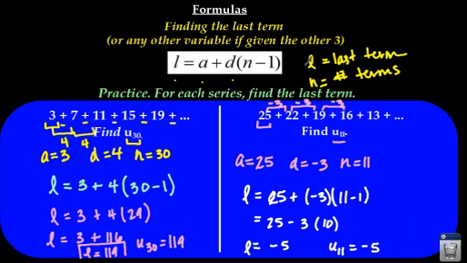If for some reason you needed to find the common difference, you could use this formula to do that as long as you knew the last term, the first term, and the number of terms. So you can find L, A, D, or N as long as you know three of the variables. If you want to find N, you need to know L, A, and D. If you want to find A, you have to know L, D, and N. So this is a pretty useful formula in terms of finding unknown values.